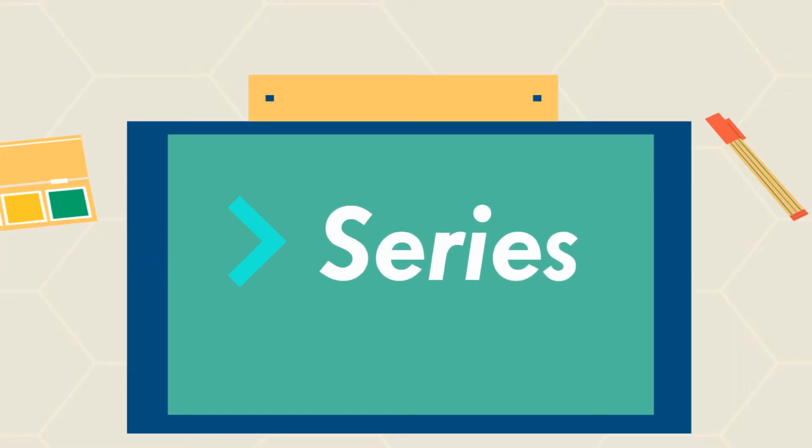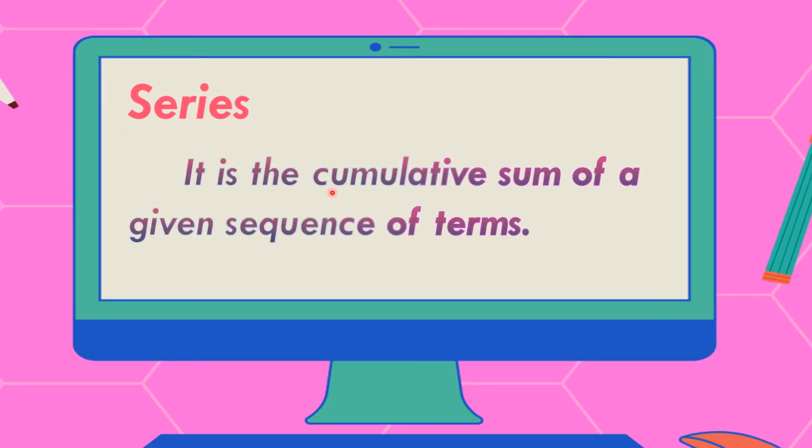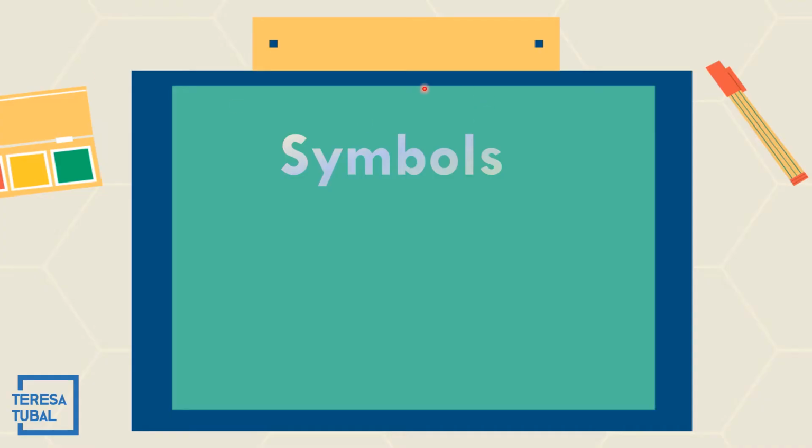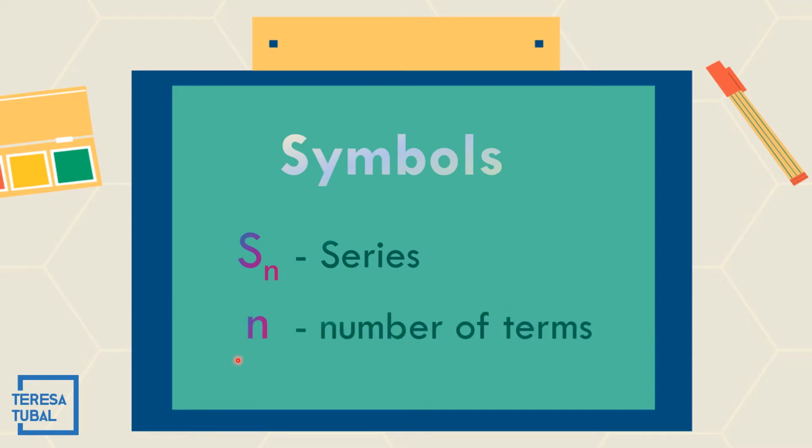Let us discuss further about series. So what is series? Series, it is the cumulative sum of a given sequence of terms. So we need to get the sum of the terms. What could be the symbols for the series? The symbol for the series, that is S sub n. So that is the symbol for the series. And our n, that could be the number of terms.